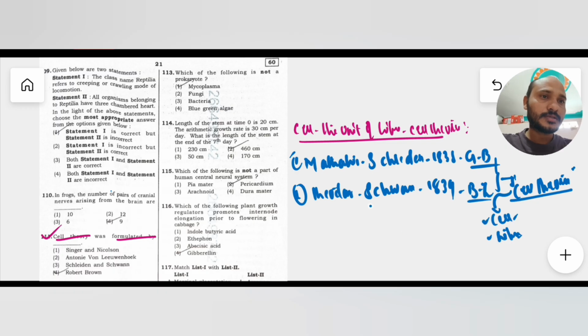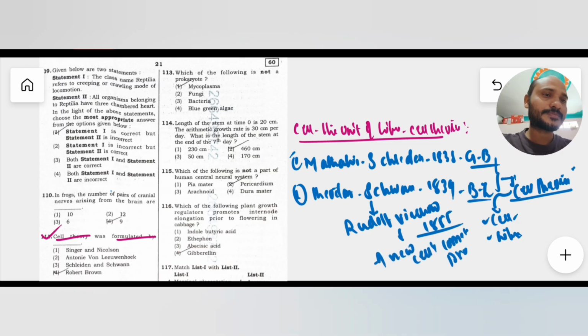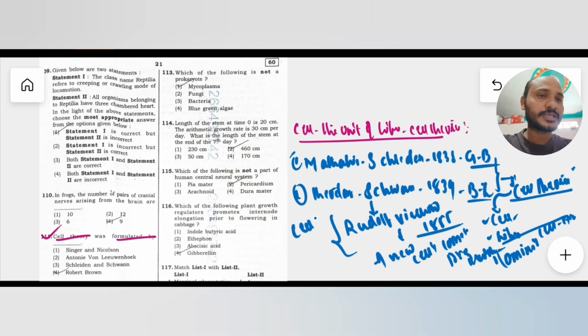Later, one more scientist came, Rudolf Virchow. In 1855, he explained that new cells come from pre-existing cells, and he said omnis cellula e cellula, which means that a new cell comes from a pre-existing cell. Like that, he modified the cell theory into the cell lineage theory, or the modern theory of cells. Okay, so thank you.